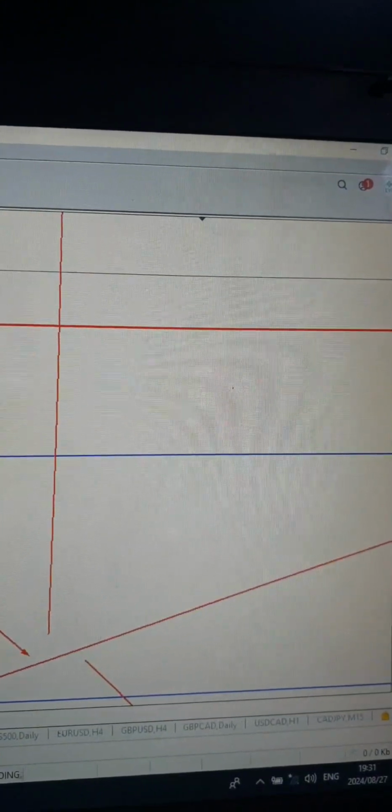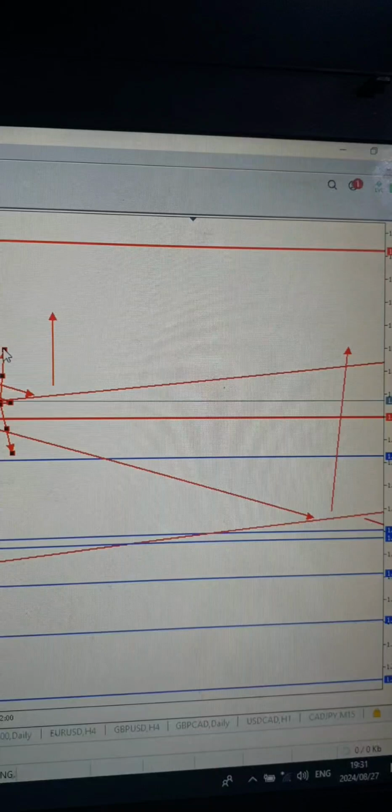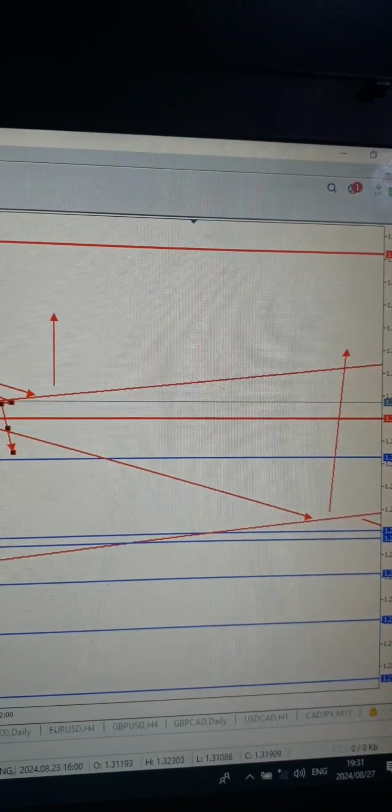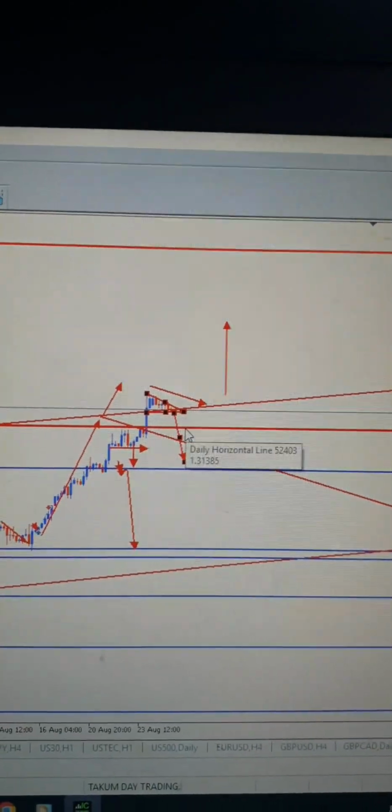Let me go back to my 4 hour time frame. So this was what I did. It's a break and retest, so let me remove this one. I'm thinking that my trend line has been broken and it's retesting to go upward. But if it doesn't go upward, like I said, it either moves upward or downward.